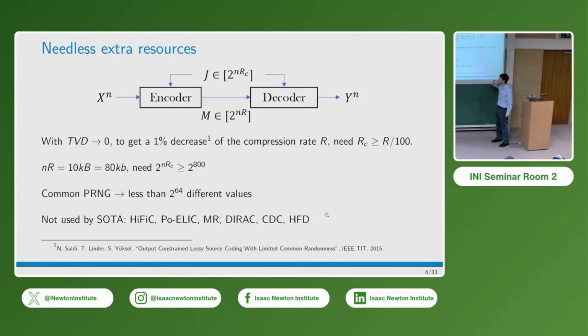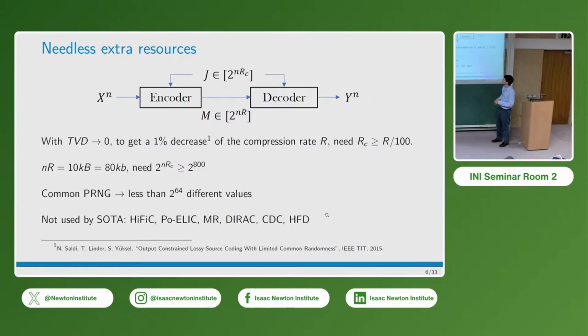So to give an example, if the compressed file is 10 kilobytes, which is something we commonly encounter for images that are compressed lossily, then you need the number of different realizations of the common randomness variable to be at least 2^800. Any implementation that you might try in Python or your favorite language will usually use a pseudorandom number generator that has a much smaller number of different values it can take.